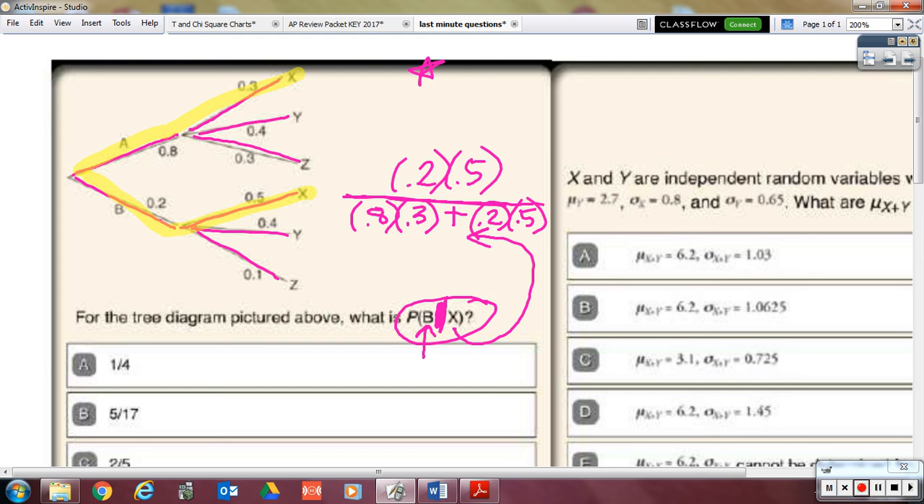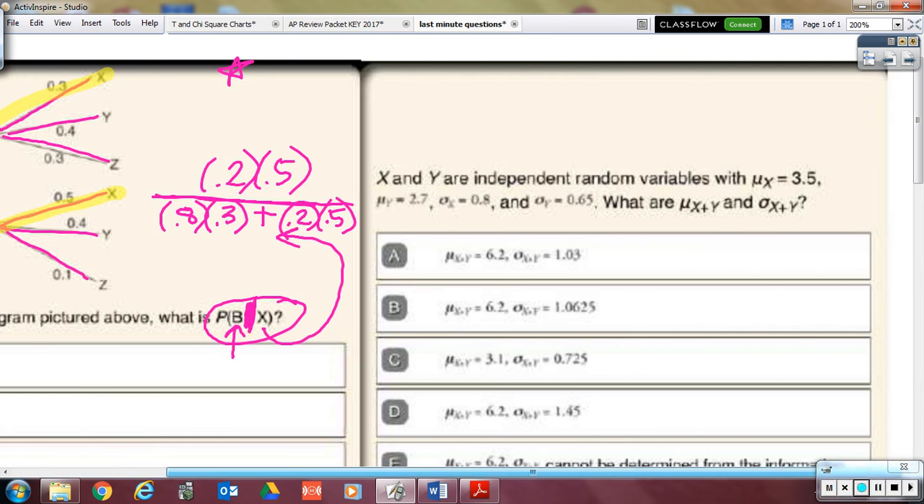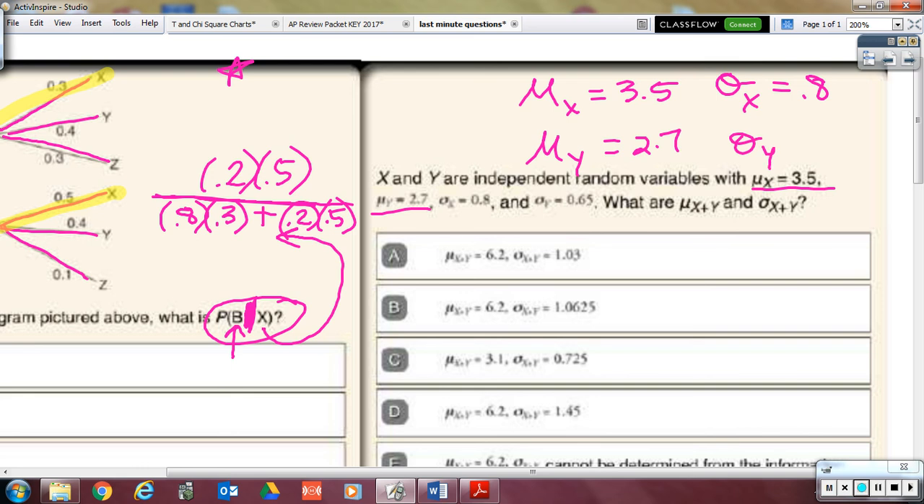Okay. All right, another one here. We did this yesterday, so let's review this that we had done yesterday. We've got 2 independent variables. The mean of X is 3.5. The mean of Y, man, that's hard to see, isn't it? The mean of X is 3.5. The standard deviation of X is 0.8. The mean of Y is 2.7, and the standard deviation of Y is 0.65.